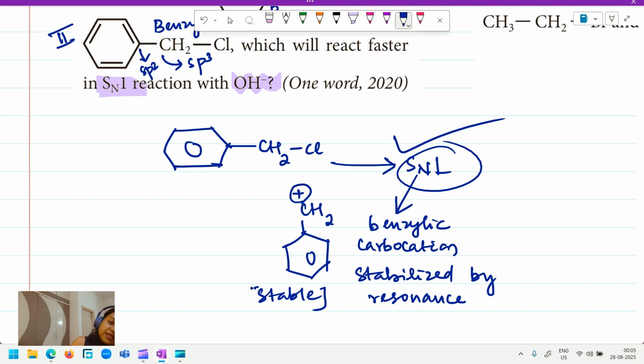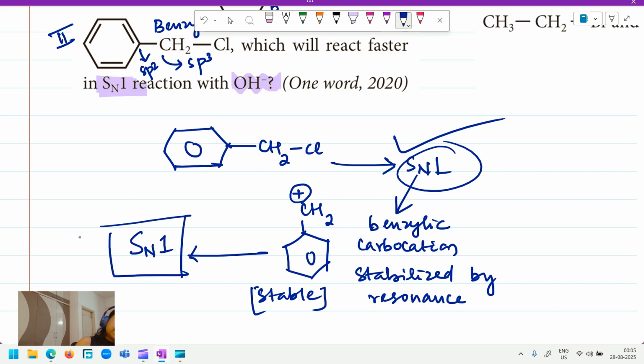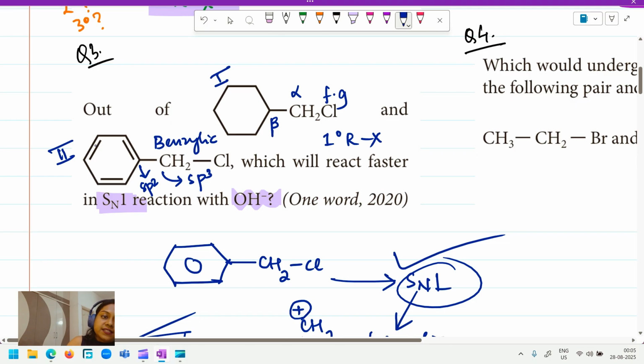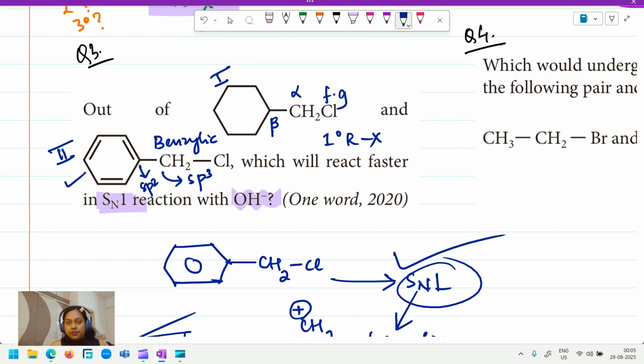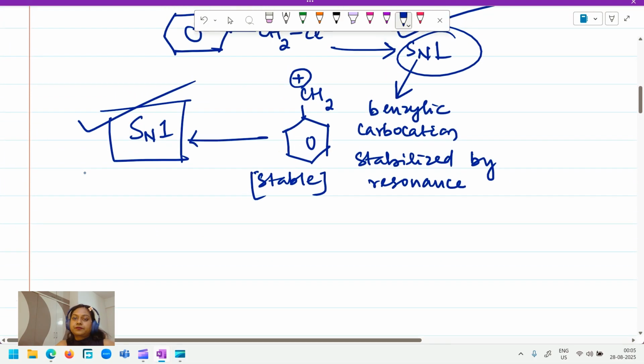Now, if it's very stable, it's going to form very quickly. So this would go through SN1 fastest. Okay, so in this question, what is the answer? Our benzylic halide would react faster towards SN1 compared to SN2 or compared to the other molecule. Is it clear? Any problem here?